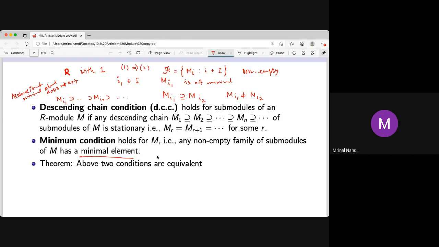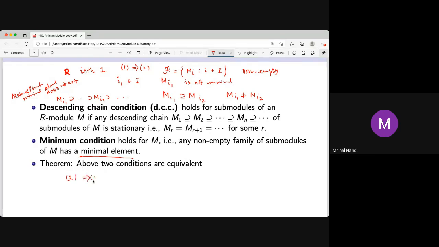This is a condition: if we assume that this family of submodules has no minimal element, then the descending chain condition does not hold. So it is actually a contrapositive statement. And if somebody gets this minimal element, we are through. So this proves 1 implies 2. Now what is 2 implies 3?